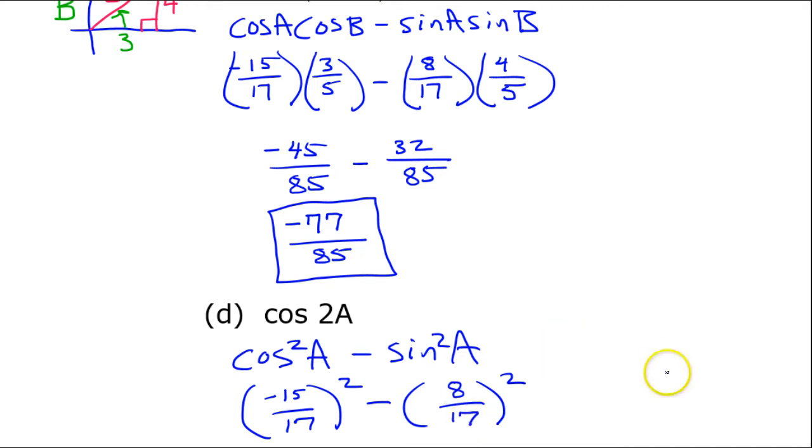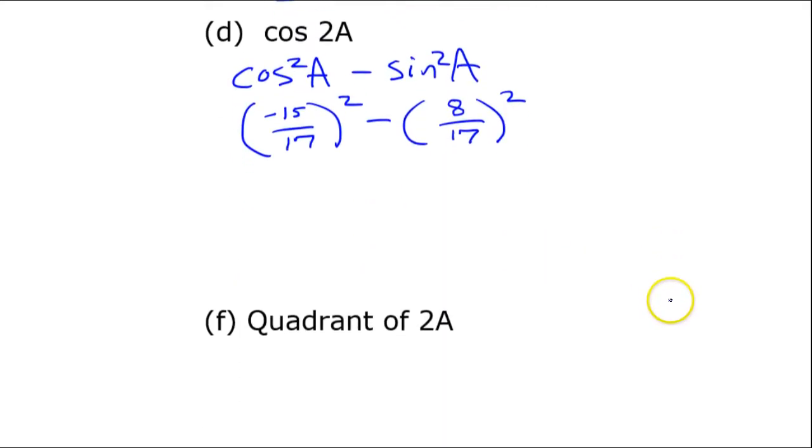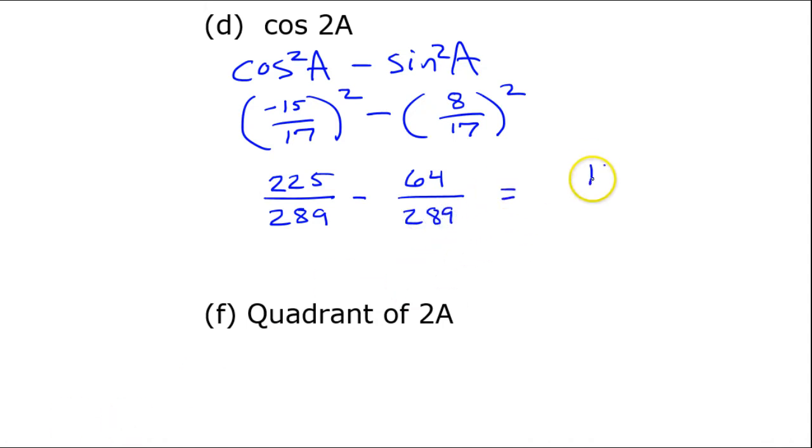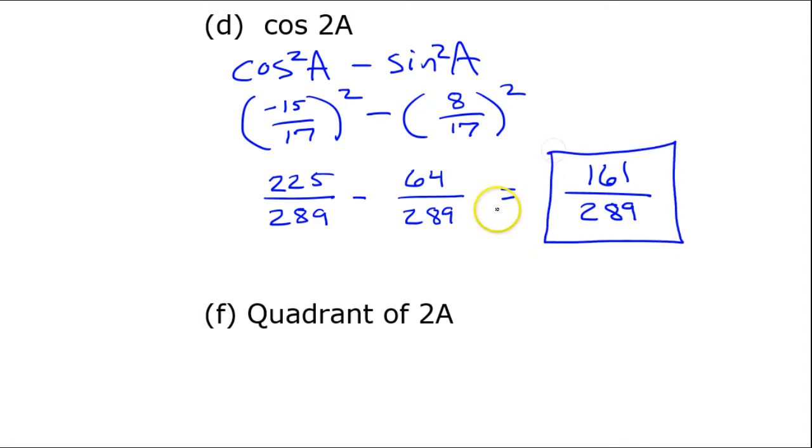Both of these are being squared. So when you square something, it becomes positive. So this will be 225 over 289 minus 64 over 289. So this will be 161 over 289. And that's the final answer for part D.